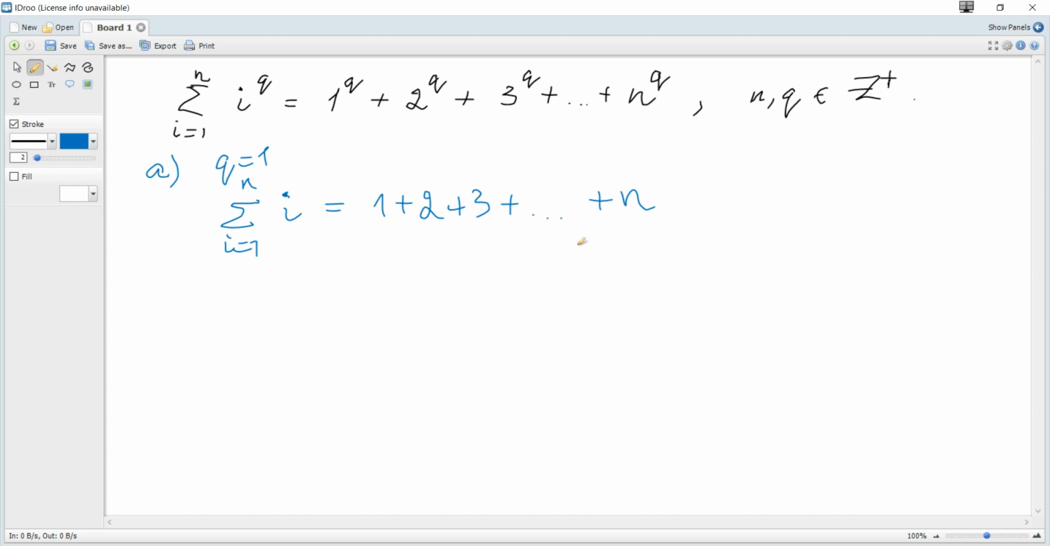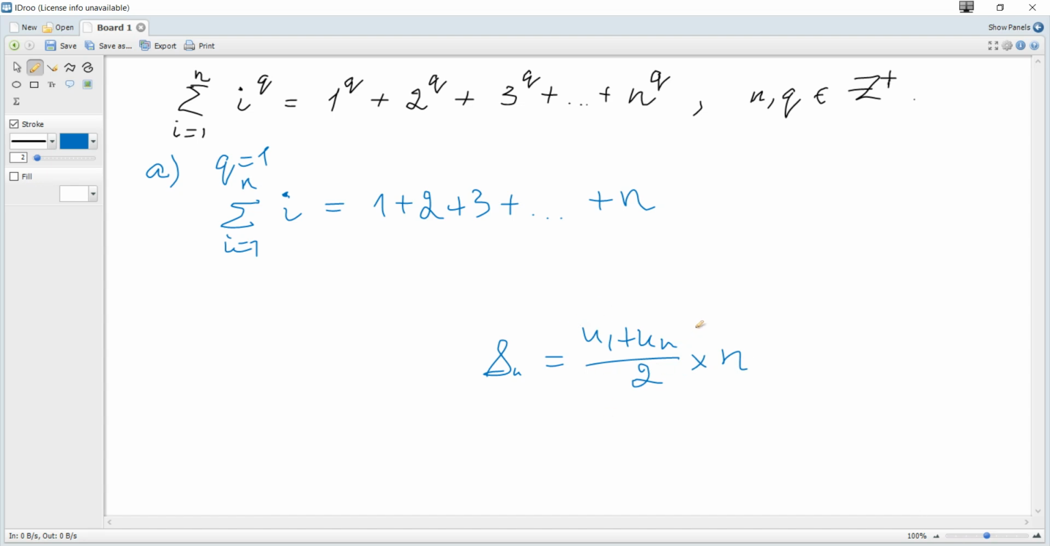And we can see that there are n terms. The first term is 1, and applying a formula for the sum of the first n terms for the arithmetic series, this formula is Sn is u1 plus un, the first term plus the nth term, divided by 2 multiplied by n.